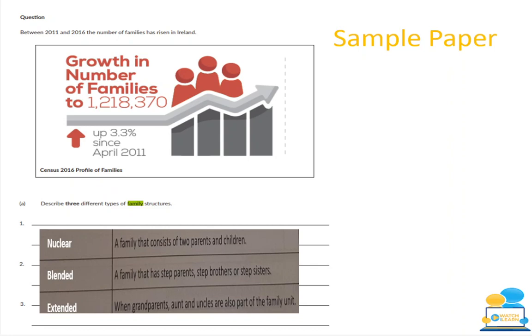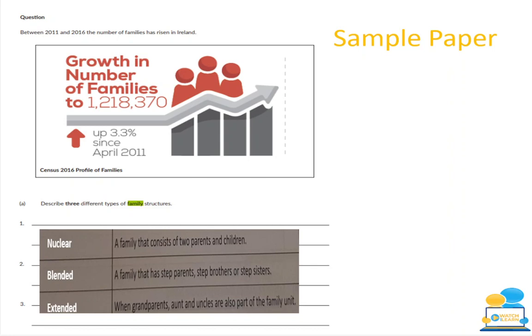So I have nuclear and I have, for example, a family that consists of 2 parents and children, followed by blended, which is a family that has step-parents, step-brothers or step-sisters. And if I want, I can give an example of a famous family. Number 3, I wrote down extended. So this is when you've grandparents, aunts, uncles, all part of the family unit. Okay, so that's when, for example, your grandmother is living in your house along with your parents and your sisters and brothers.